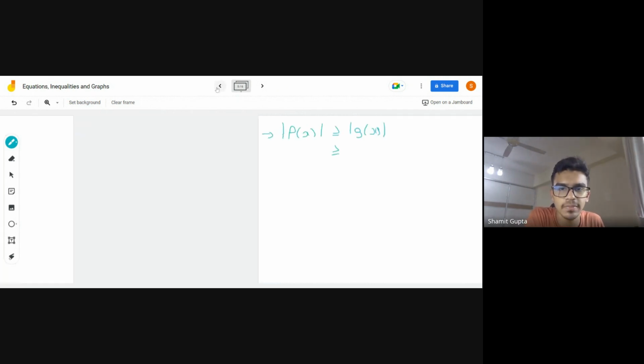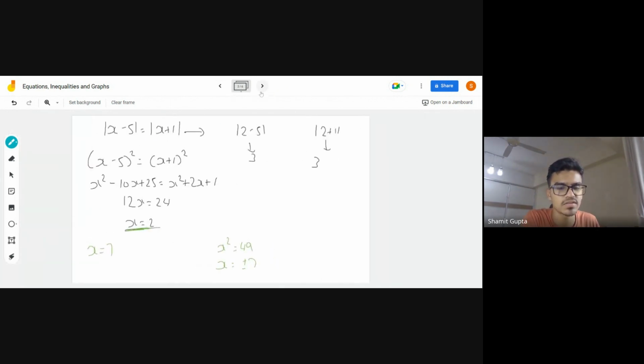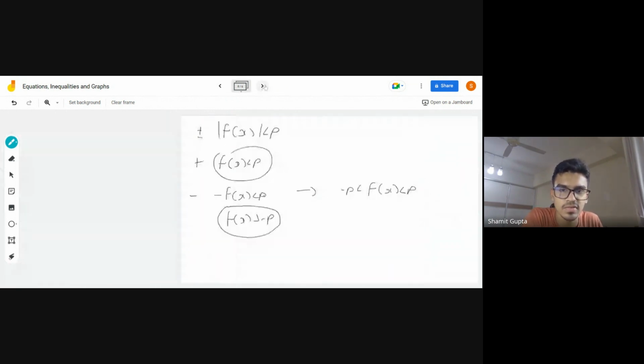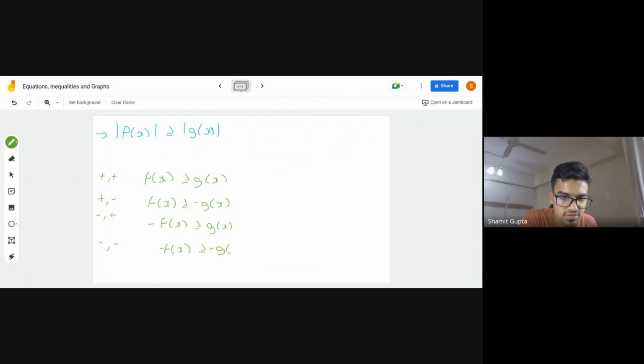Okay, you'll be like, Shamit, over here, you had two options. For if it's equals to, you had two options. One was squaring both sides, and one was the case by case. So in this case, why can't we do it case by case? You want to do case by case? Okay. See, assume it's positive and positive. It will be f(x) greater or equal to g(x). If it's positive and negative, it will be f(x) greater or equal to negative g(x). If it's negative and positive, it will be negative f(x) greater or equal to g(x). If it's negative and negative, it will be negative f(x) greater or equal to negative g(x).